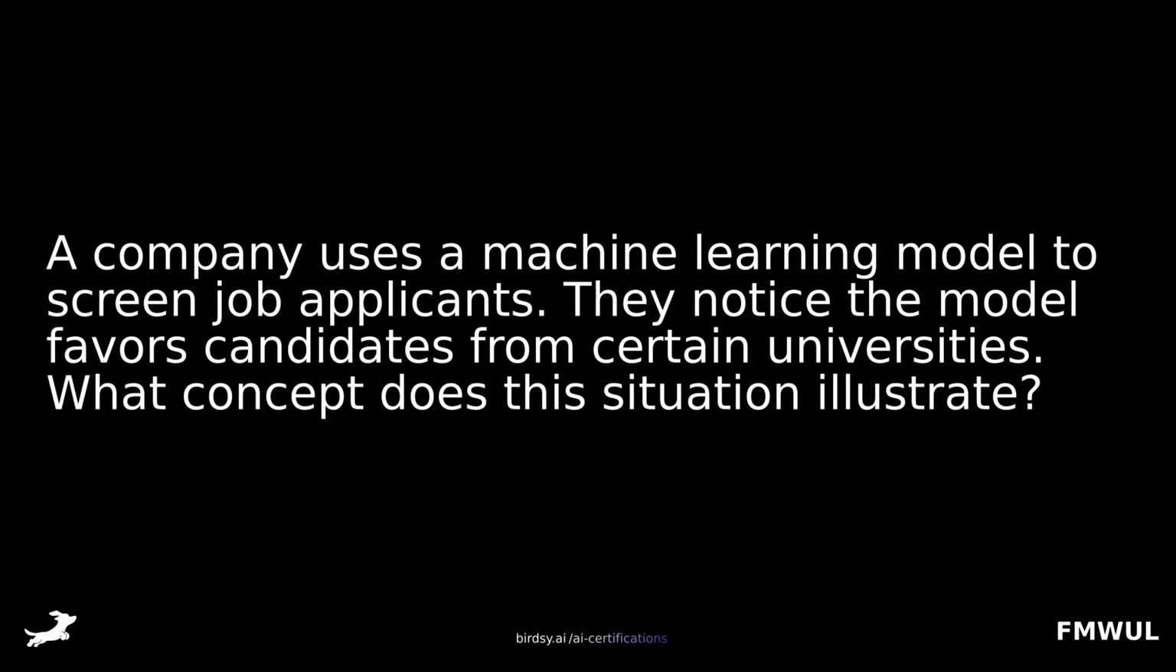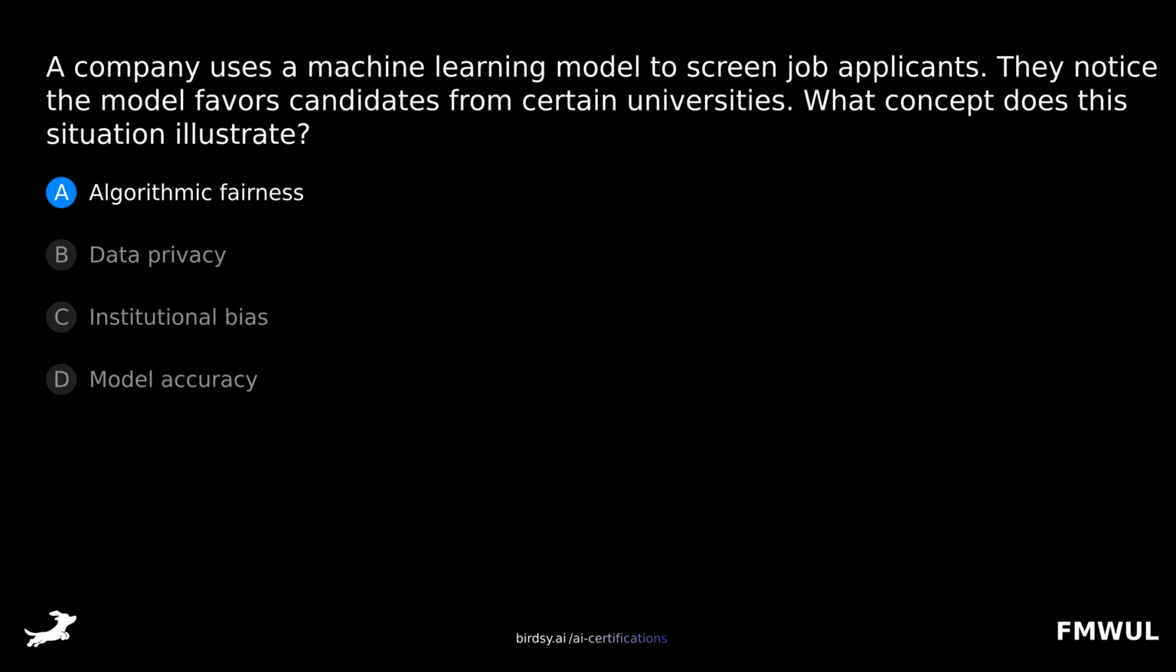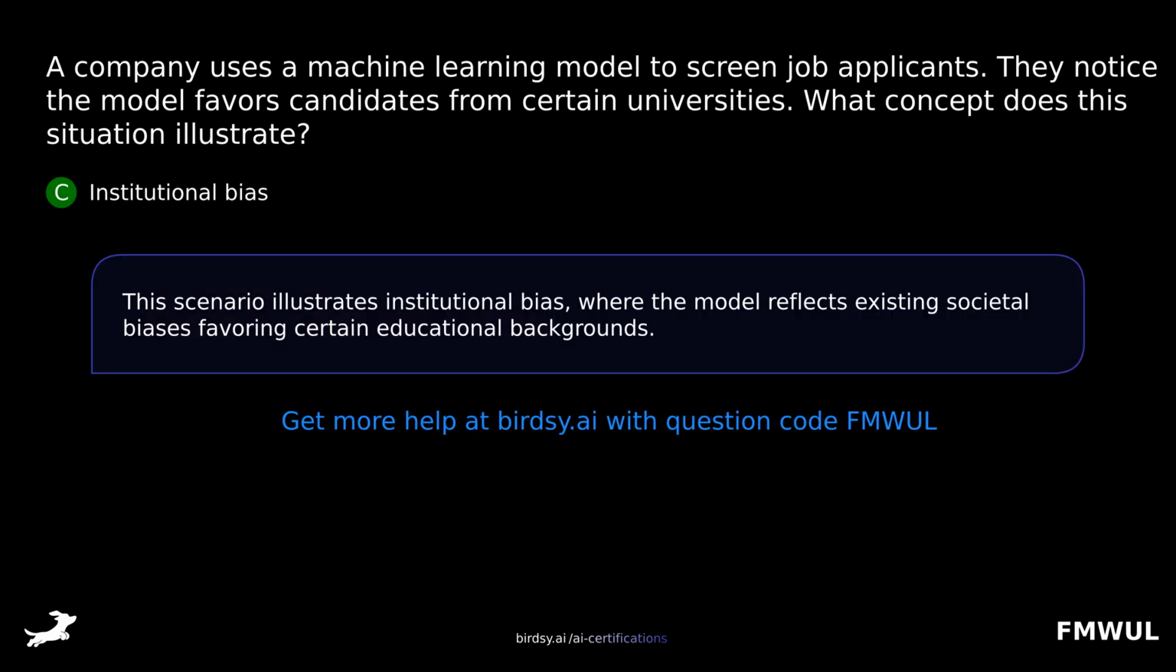A company uses a machine learning model to screen job applicants. They notice the model favors candidates from certain universities. What concept does this situation illustrate? Is it A, algorithmic fairness, B, data privacy, C, institutional bias, or D, model accuracy? The answer is C, institutional bias. This scenario illustrates institutional bias, where the model reflects existing societal biases favoring certain educational backgrounds.